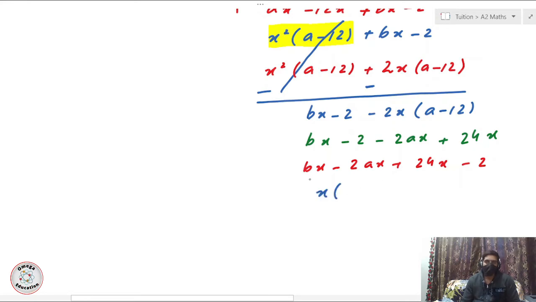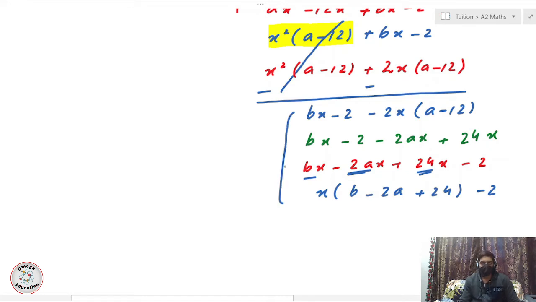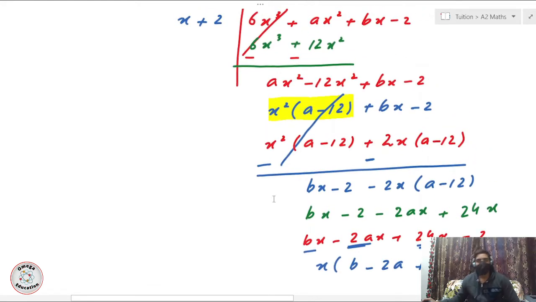Then in the bracket, from here you'll be left with b. From here you'll be left with negative 2a. From here you'll be left with plus 24, and minus 2 would be there as it is. Right? So this is basically a single step. We are just rearranging, sorting out the equation, trying to make it simpler. Now this is a simpler thing that you have.